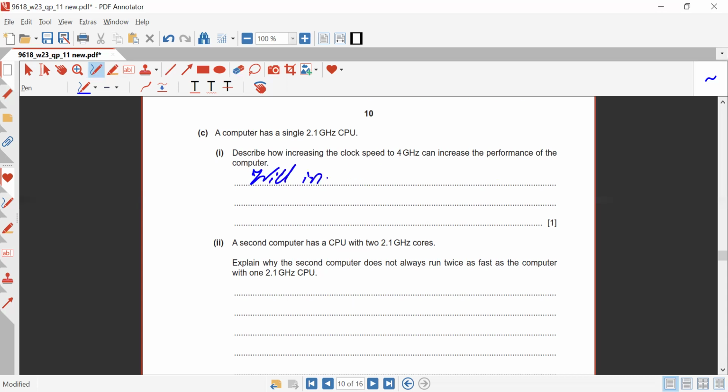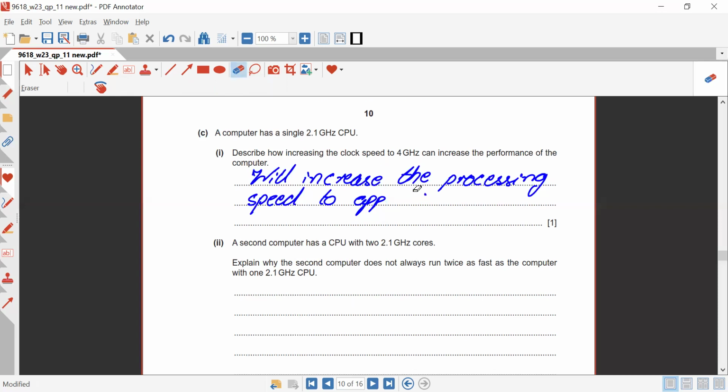So it will increase the processing speed to approximately double. That will be fine. To approximately double the regular speed. You can write it down in this manner.